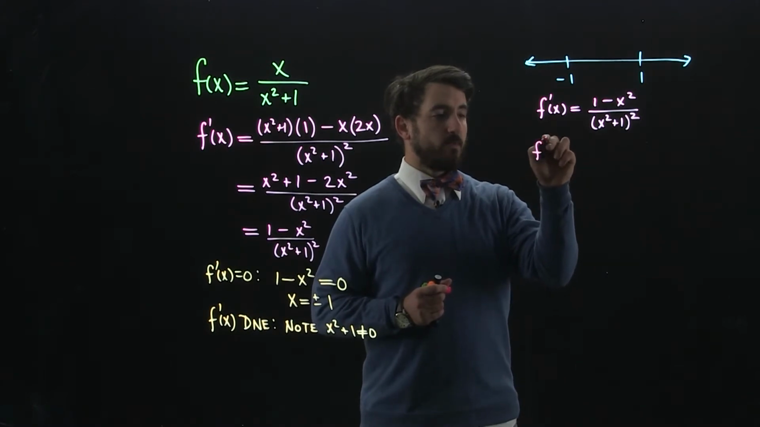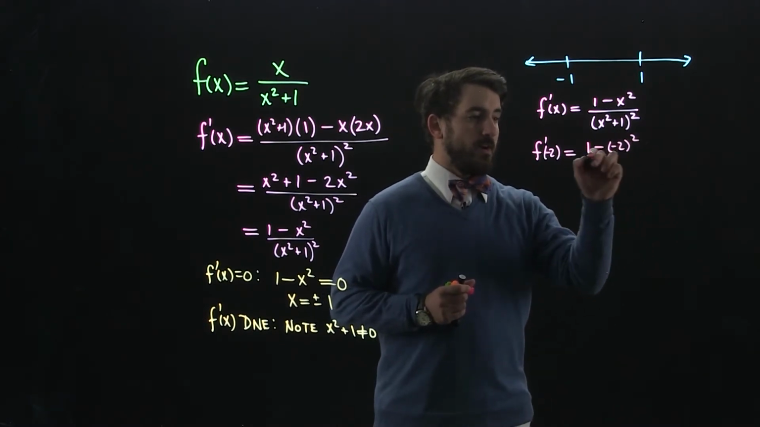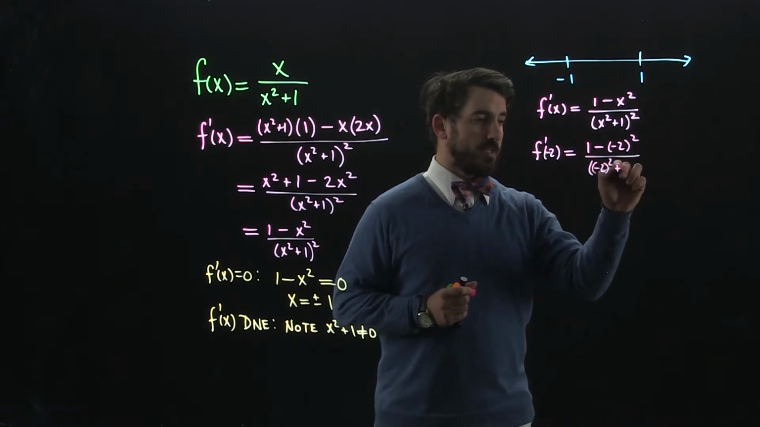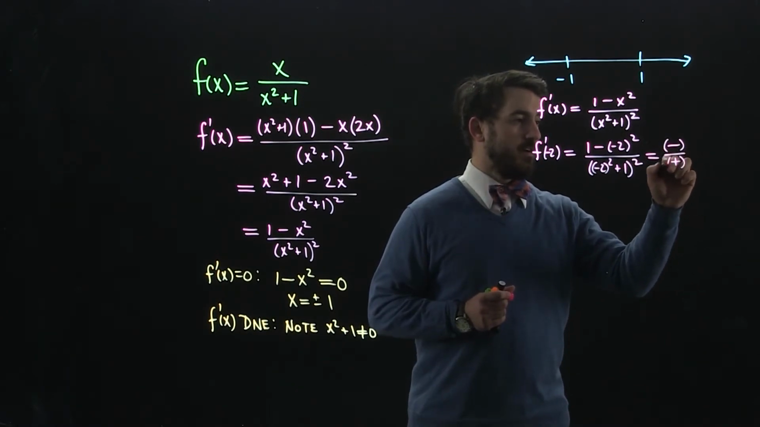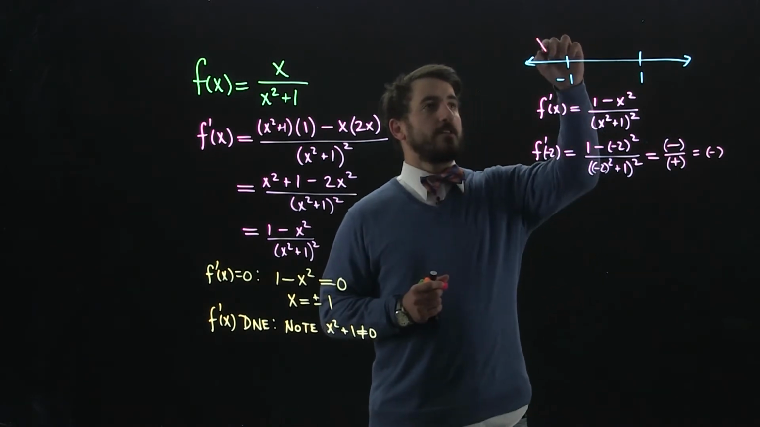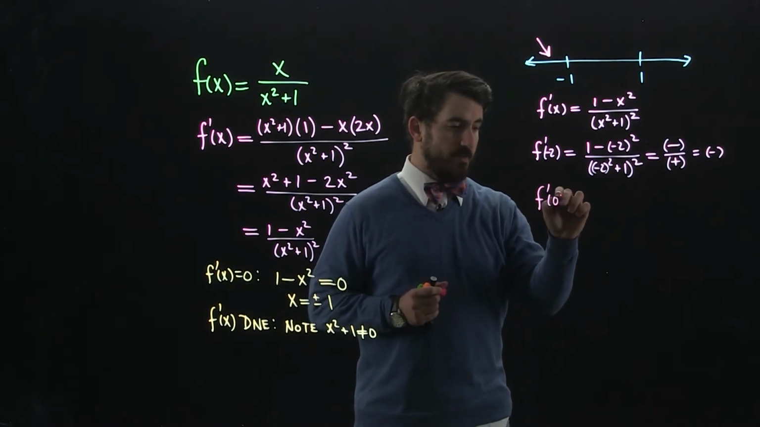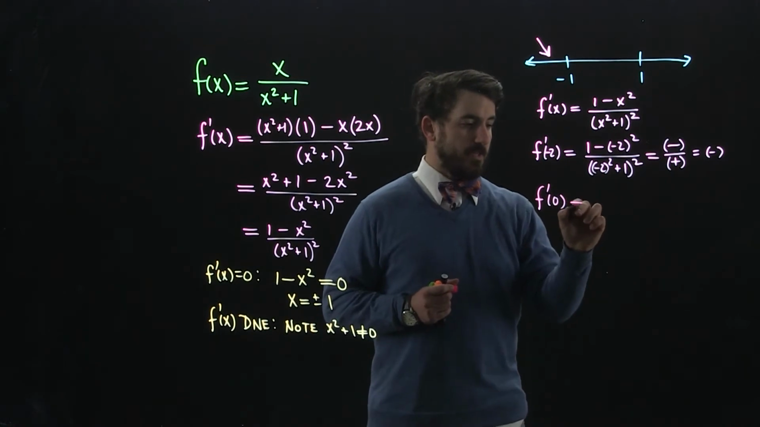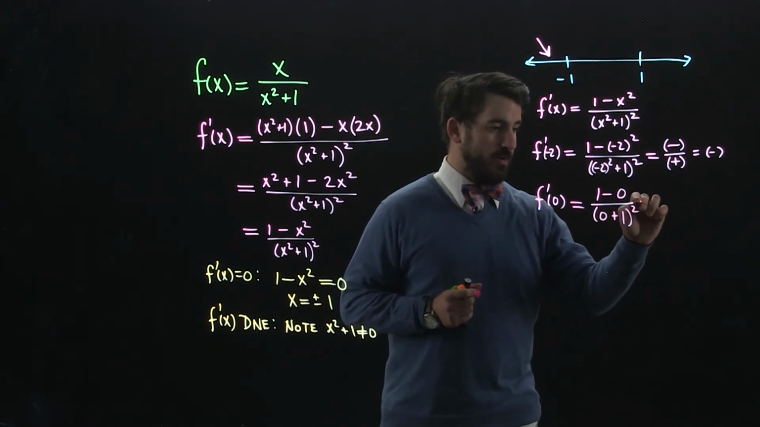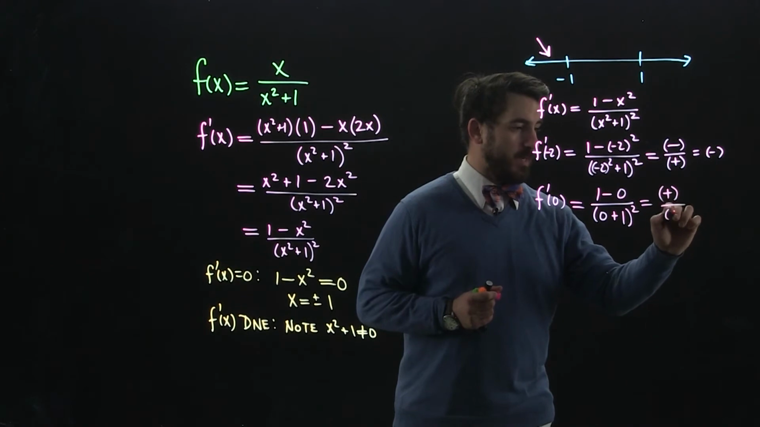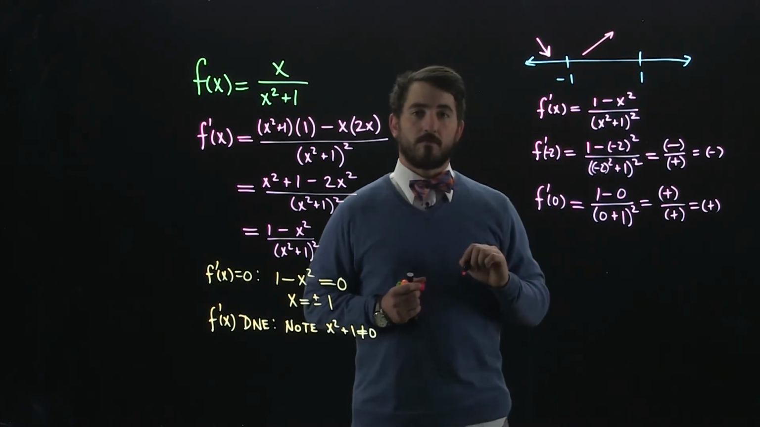So let's look at f prime of negative 2. That's going to be 1 minus negative 2 squared over negative 2 squared plus 1 squared, which is going to be a negative over a positive, which makes this negative. So the function is decreasing on this interval. Next, we want to try f prime of 0, because 0 is between -1 and 1. So that's going to be 1 minus 0 over 0 plus 1 squared, which gives me a positive over a positive, which makes this positive. So that means the function is increasing on this interval.